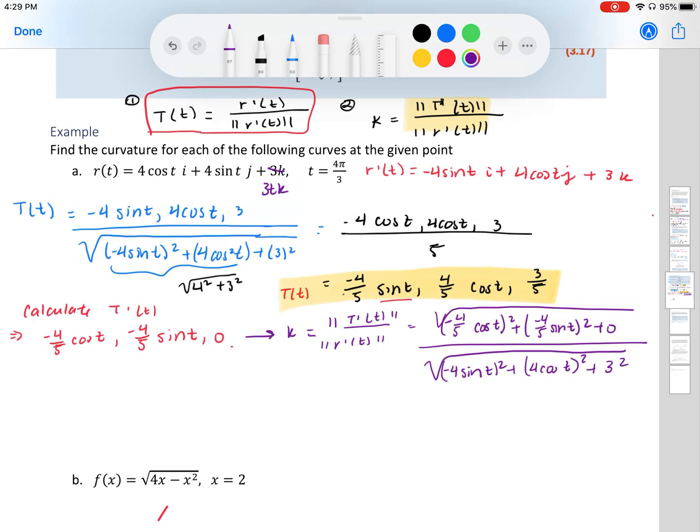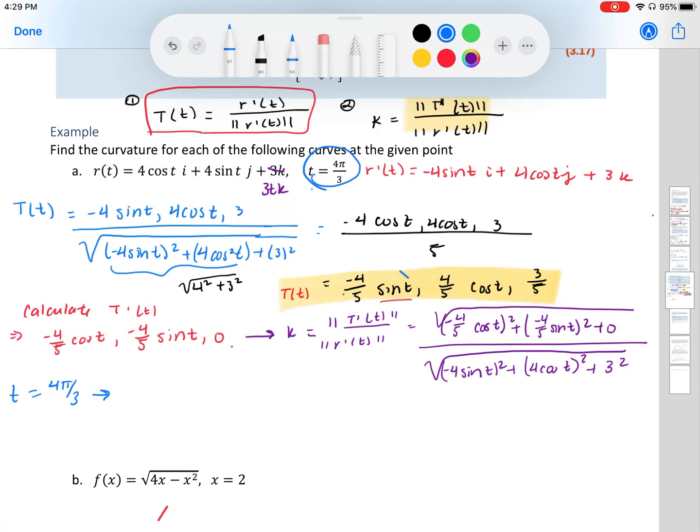It's not so bad, it's just a lot of repetition, right? Okay, so we clean it up and evaluate at t. So that's pretty much it. Now we can just go ahead and plug in t at 4 pi over 3 and see what we get.